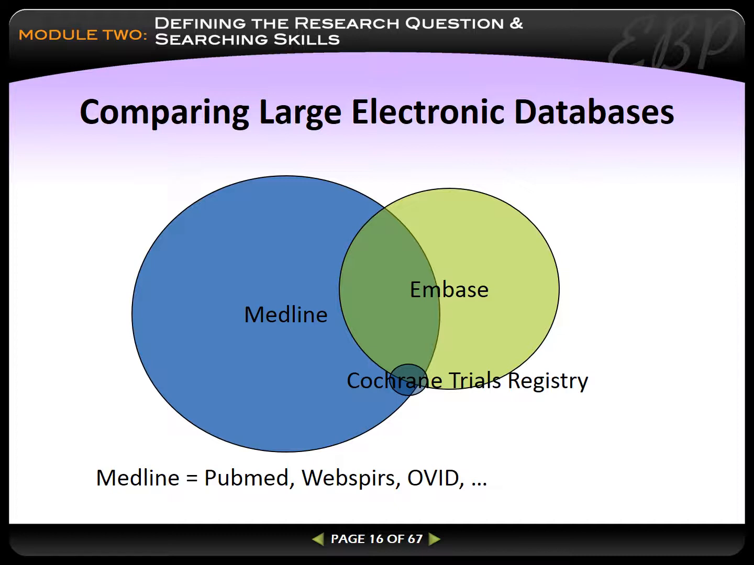When you think about the databases, it's good to know that this is how they are in scope. So obviously Medline is the largest database. Embase is large as well. There's a lot of overlap, as you can see in the center of the circles. And then there's a Cochrane Trials Registry, which is smallest. But as I said, a lot of the work has been done for you.